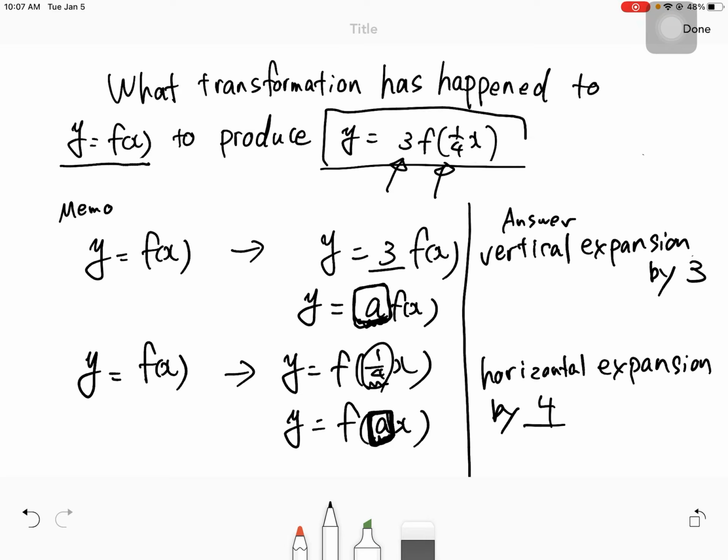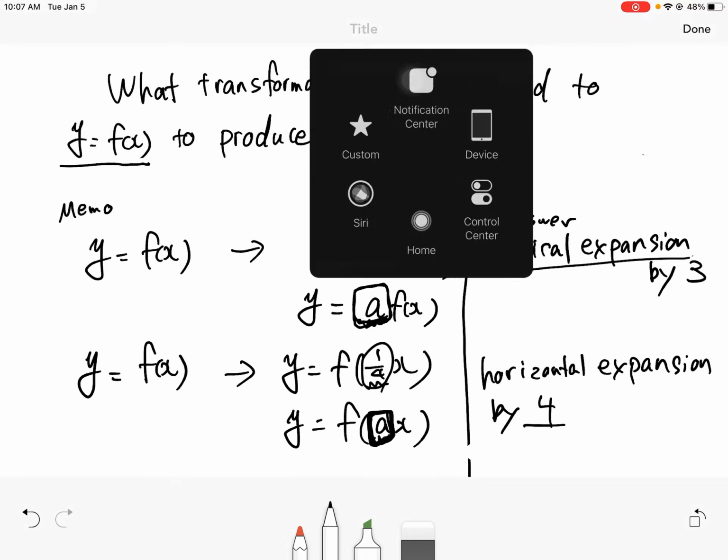If you combine these two, you can make this function. So if you are not familiar with these things like factor, expansion, and compression, please check out my previous video again. Then please work on this question again. Probably it will be easier to understand it. That's it.